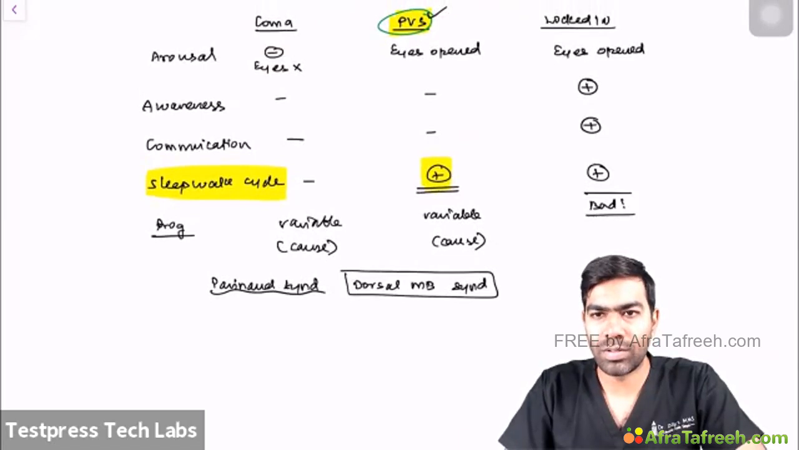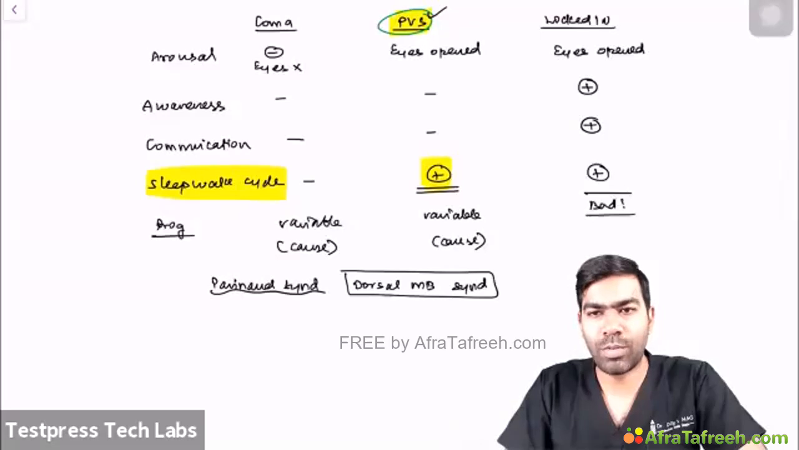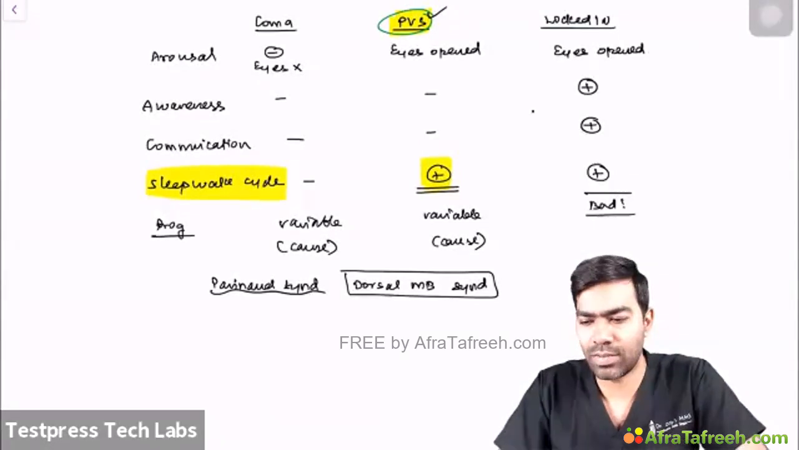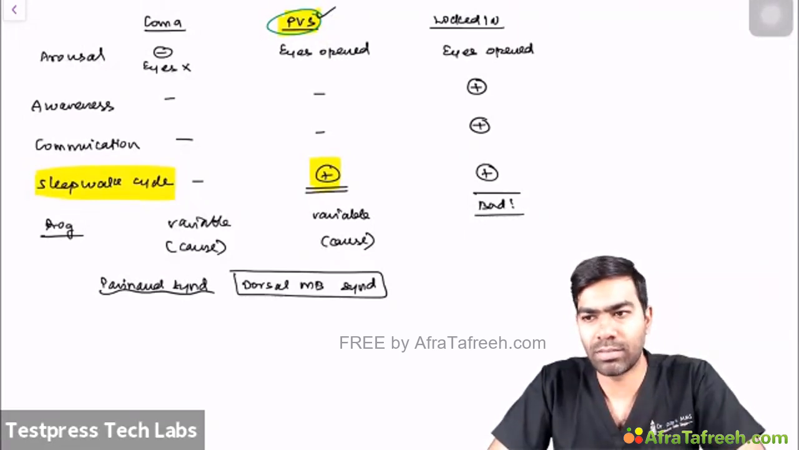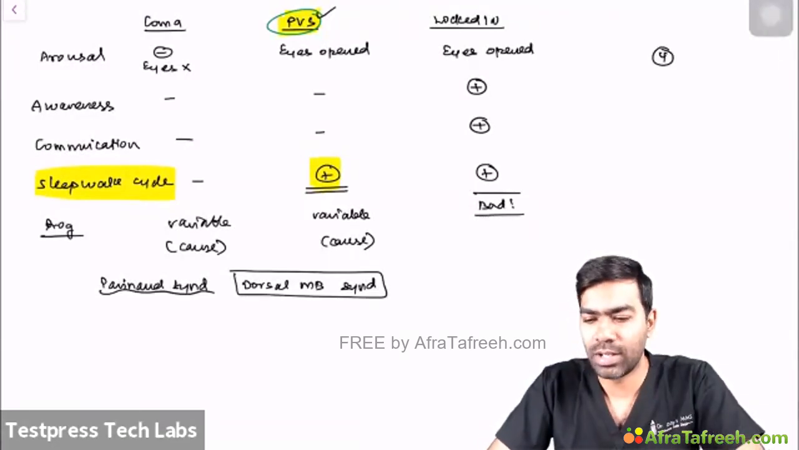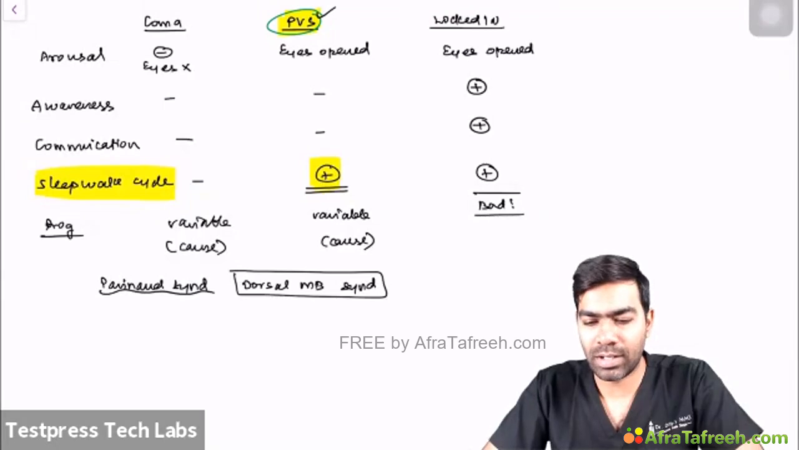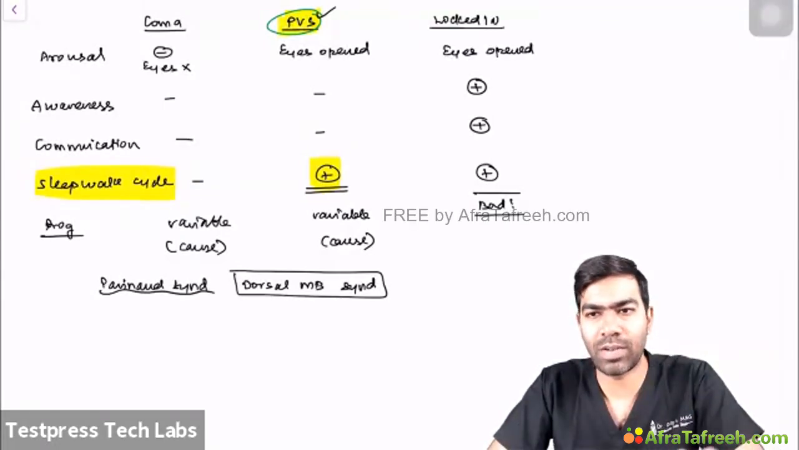Point 2, GCS in persistent vegetative state. You're asking whether GCS is 2 or not. No, GCS will not be 2 here. GCS will be 3 only. GCS will be 3 by 15 if the patient is not intubated. You might think it's a spontaneous eye opening, that is 4. But in a patient with persistent vegetative state, that spontaneous eye opening will not happen all the time.